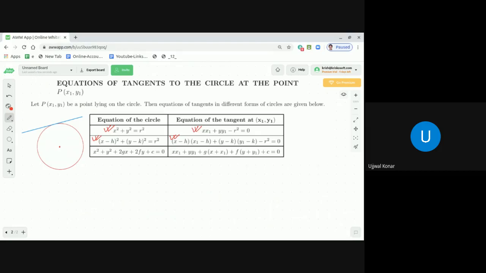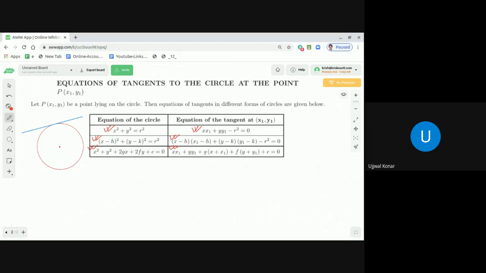Now in the third case, if the equation of the circle is given in the general form, that is x square plus y square plus 2gx plus 2fy plus c equal to 0, then the equation of the tangent to that circle at the point (x1, y1) is xx1 plus yy1 plus g(x plus x1) plus f(y plus y1) plus c equal to 0. Correct? So these are the three different versions of the circle and their corresponding equations of the tangent at the point (x1, y1). Remember one thing, dear students, very important.